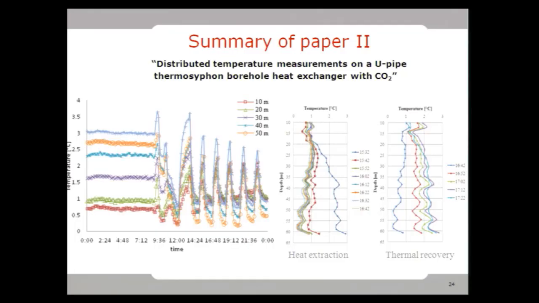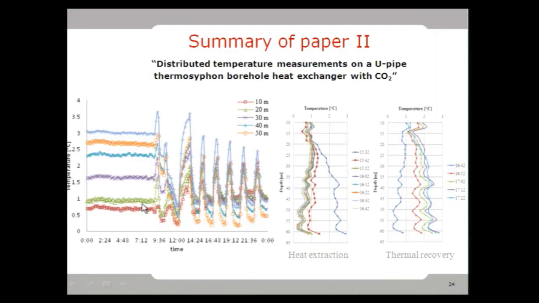So the summary of the second paper, which has as a title Distributed Temperature Measurements on a U-pipe Thermosiphon Borehole Heat Exchanger with Carbon Dioxide: this paper consisted of looking at the operation of this heat exchanger and trying to explain the behavior. So we see here a period of time where nothing was happening in the borehole. These are temperatures inside the borehole during about 7 or 8 hours. And then we allowed the heat pump to start and start extracting heat from the ground. And then we see the different cycles as the heat pump goes on and off.